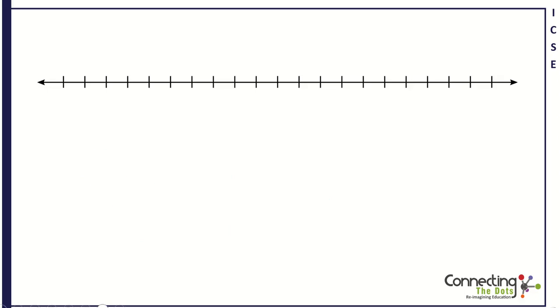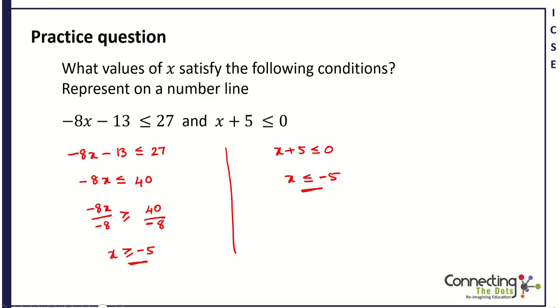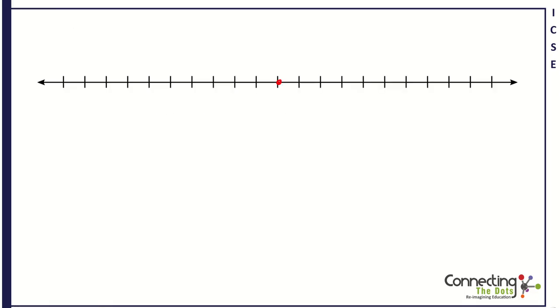So how do we represent this on the number line? So if you have a 0, a minus 1, so the only value that satisfies the inequation is x equal to negative 5. Because there are two inequations and we need to find a solution that satisfies both.